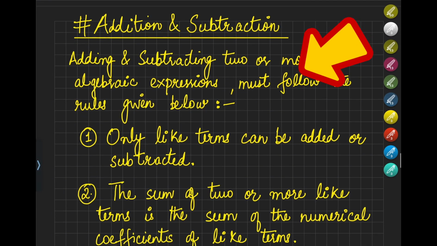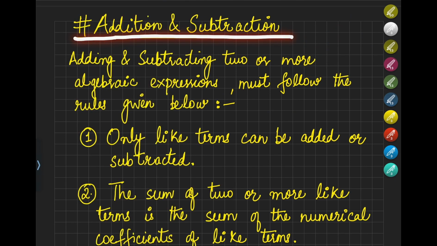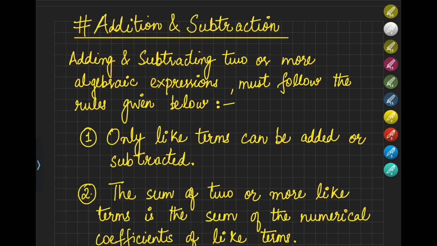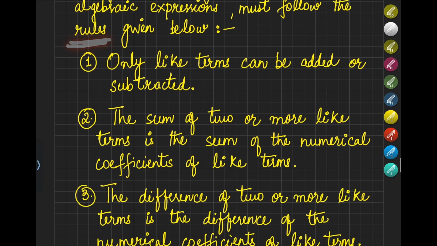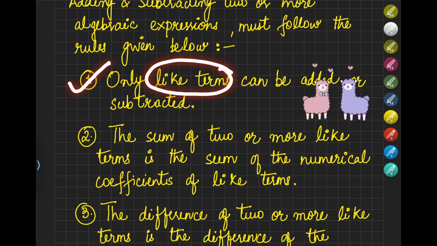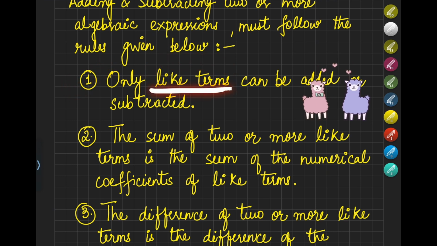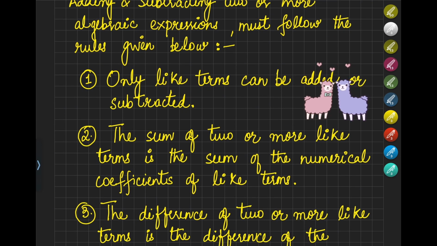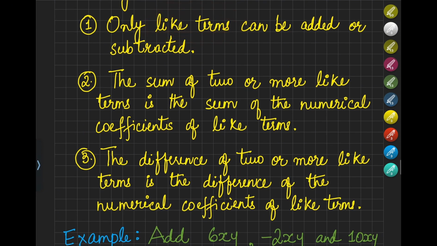So let us start with addition and subtraction of algebraic expressions. Adding and subtracting two or more algebraic expressions must follow some of the rules that are given below. The first rule is only like terms can be added or subtracted. So the first criterion for any algebraic expressions which need to be added or subtracted is they have to be like terms.